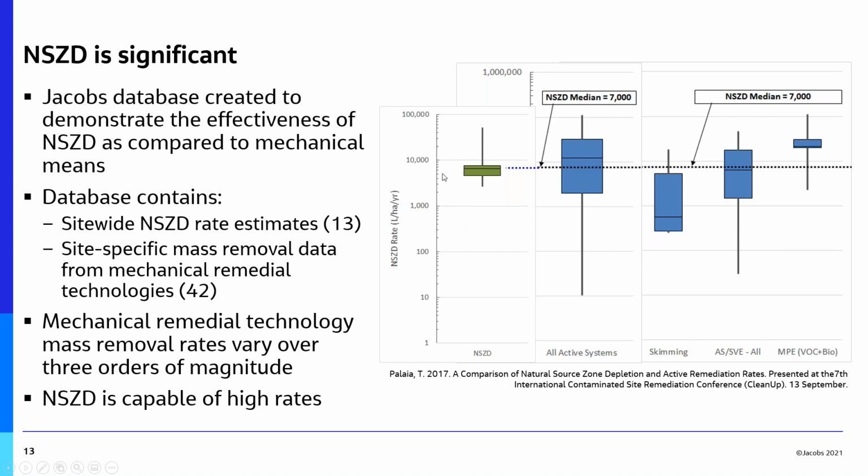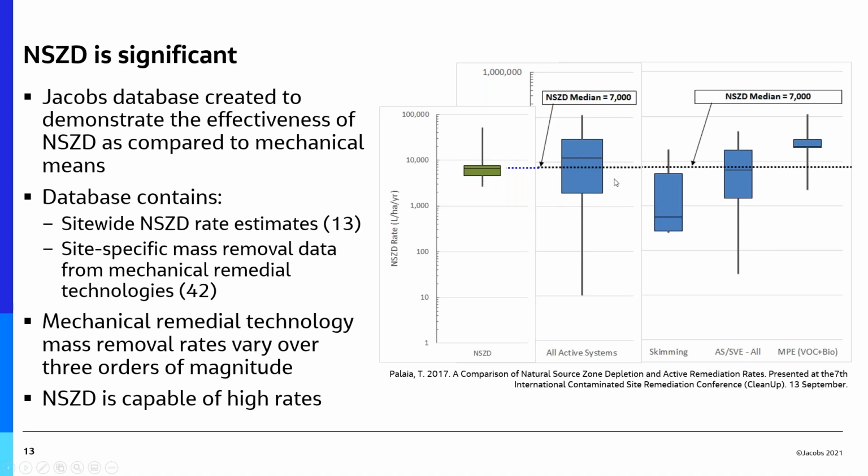So we actually put a bit of a database together, and that's what these box plots show: a comparison of NSED rates in green on the left-hand side and the rates of remediation, in the common unit of liters per hectare per year, on the y-axis. Again trying to get quantitative with everything here, to see how NSED compares to these other systems. So we glommed them all together, but then broke them out into skimming systems, air sparge SVE systems, and then multi-phase extraction systems. And the results are shown here. The middle two quartiles are shown in the blown up boxes here in the middle.